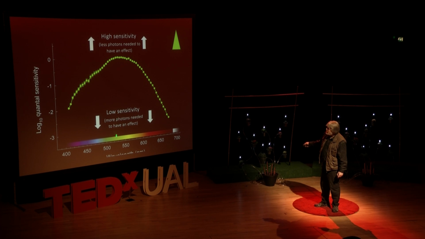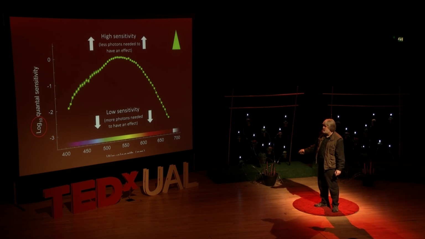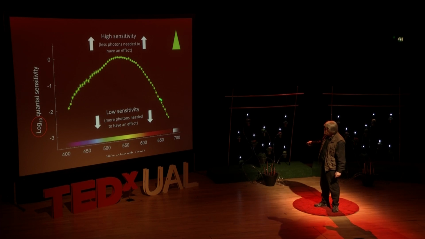So low sensitivity down here, you need more photons to have an effect. High sensitivity up here, you need fewer photons to have an effect. So you're more sensitive in the green than you are in the red or in the violet. And we tend to use log scales for these graphs, because that allows us to emphasize the detail in the tails here.